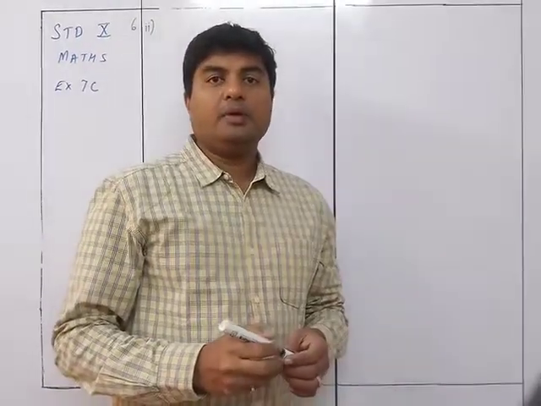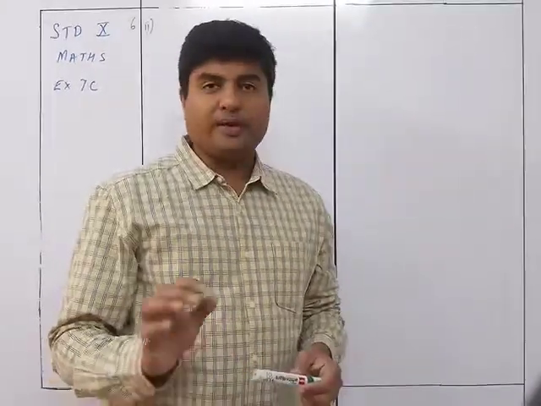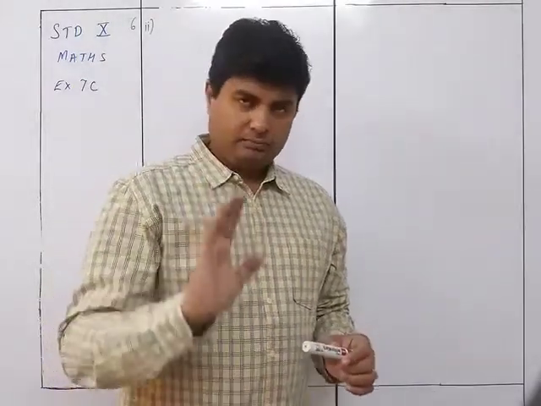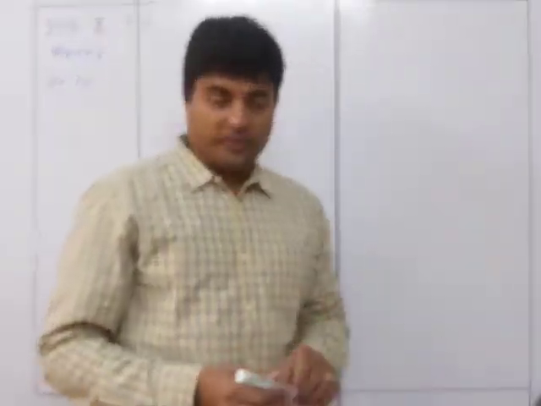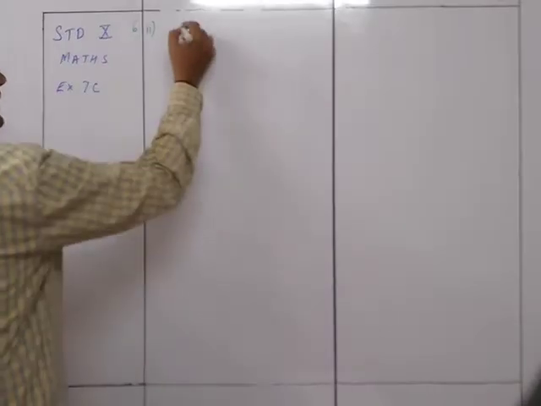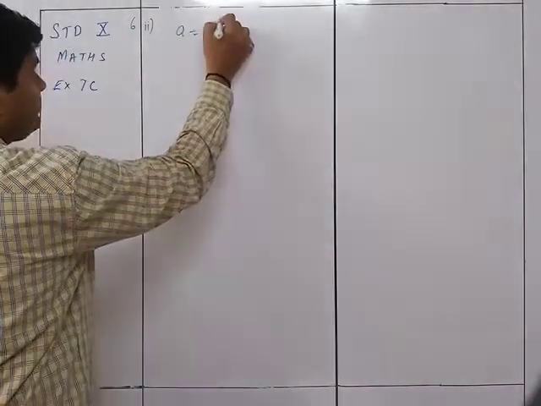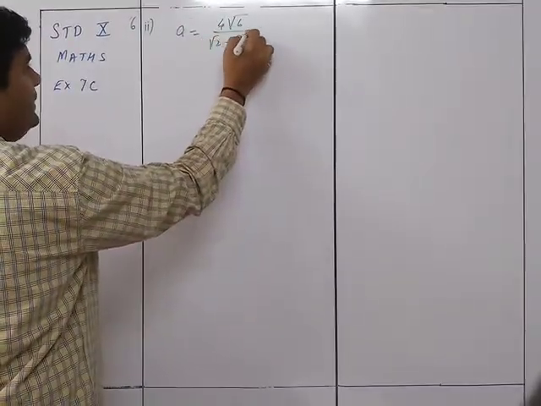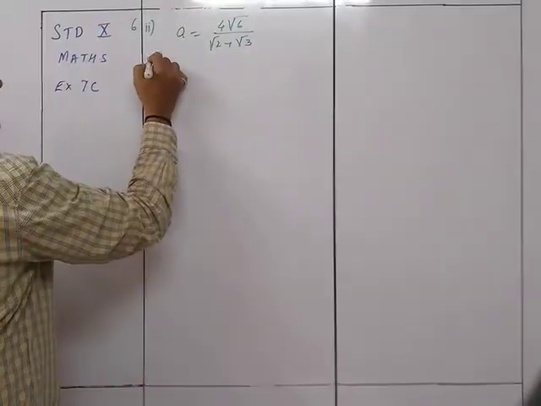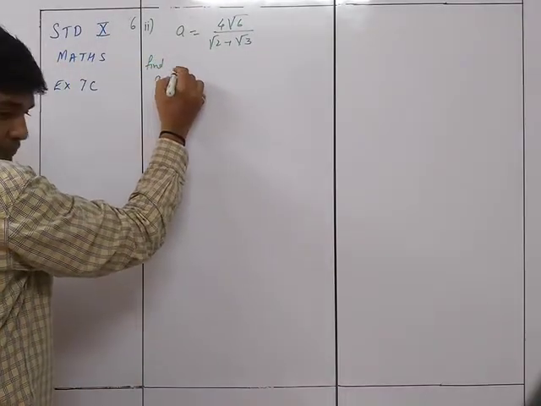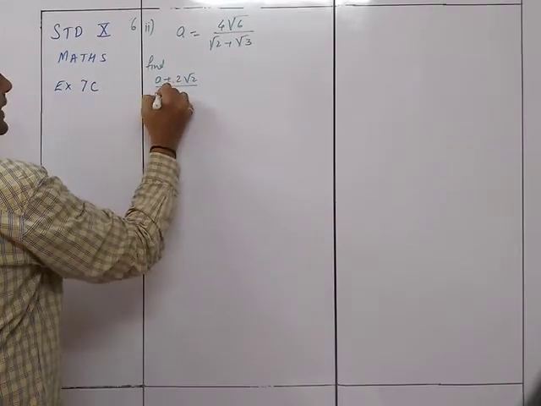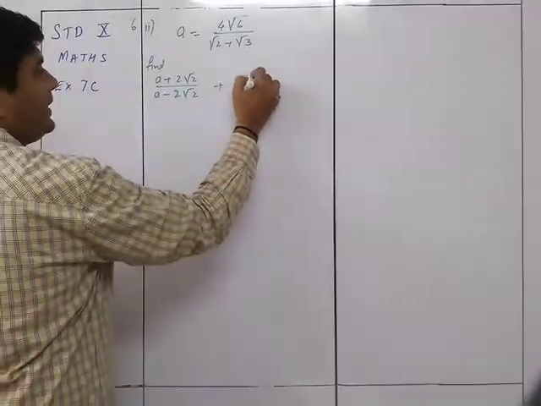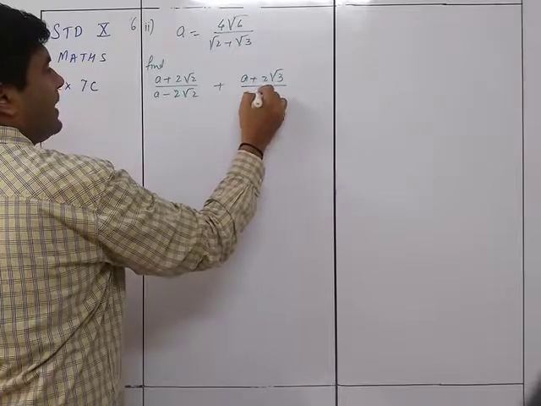but at the same time, the best part of this is that such kind of sums, whenever they are there, you already know the answer. The answer will always come as 2. Okay. Anyway, don't worry about that. First of all, let us see how to do it. Given that A is equal to 4 root 6 upon root 2 plus root 3, you need to find the value of A plus 2 root 2 upon A minus 2 root 2 plus A plus 2 root 3 upon A minus 2 root 3.